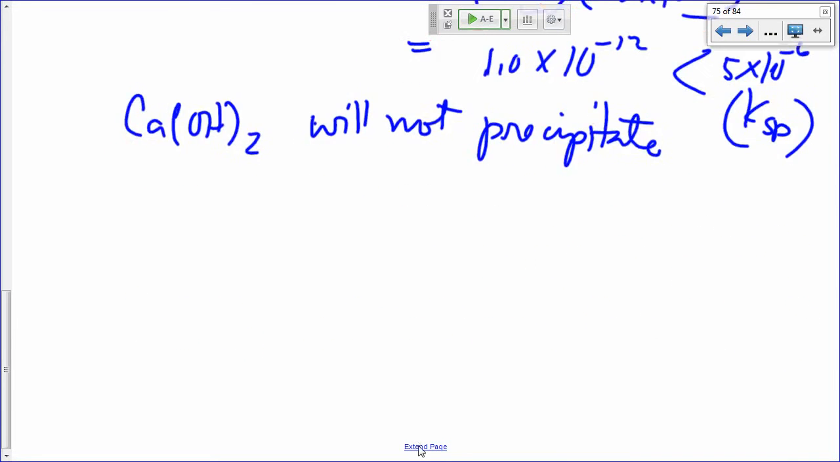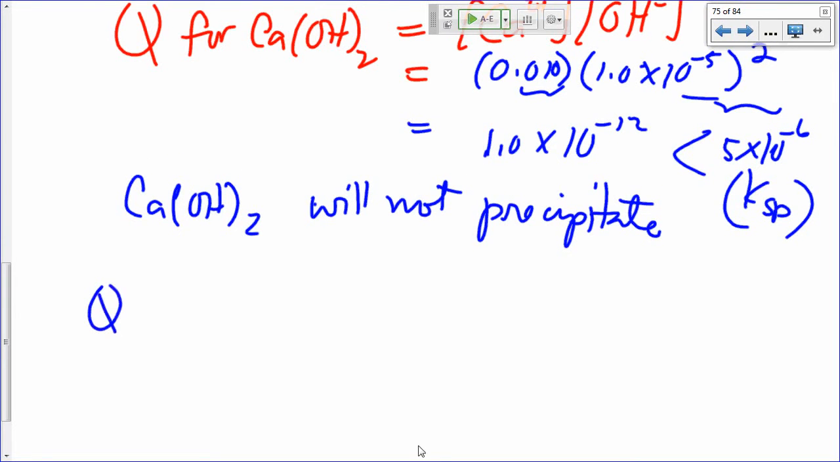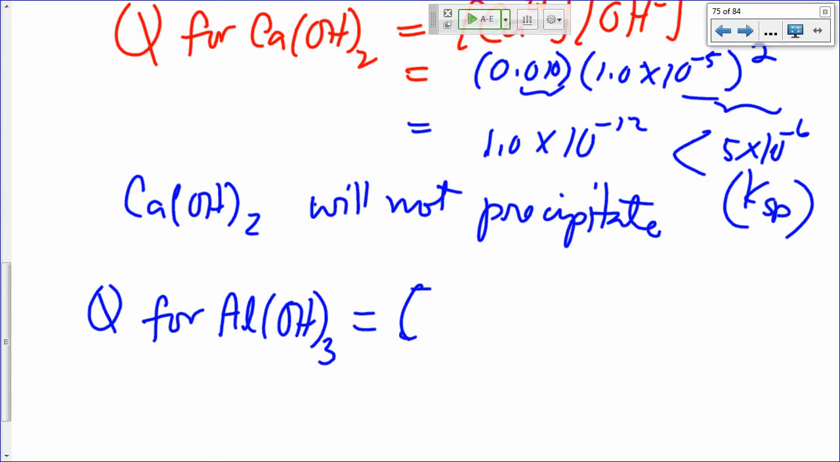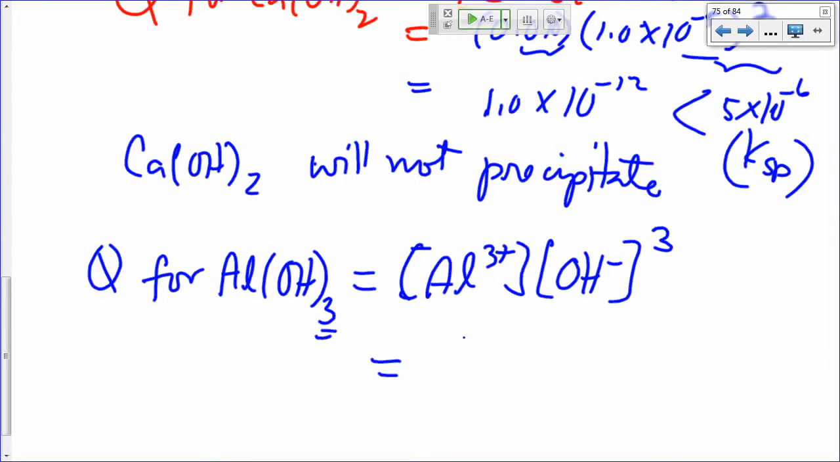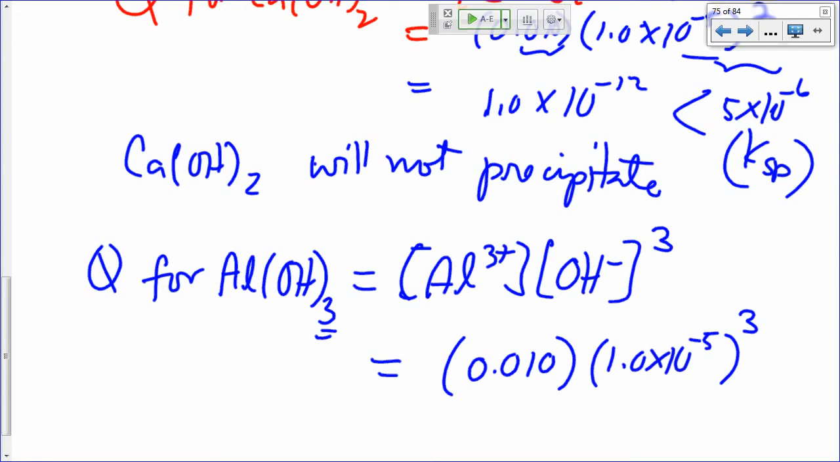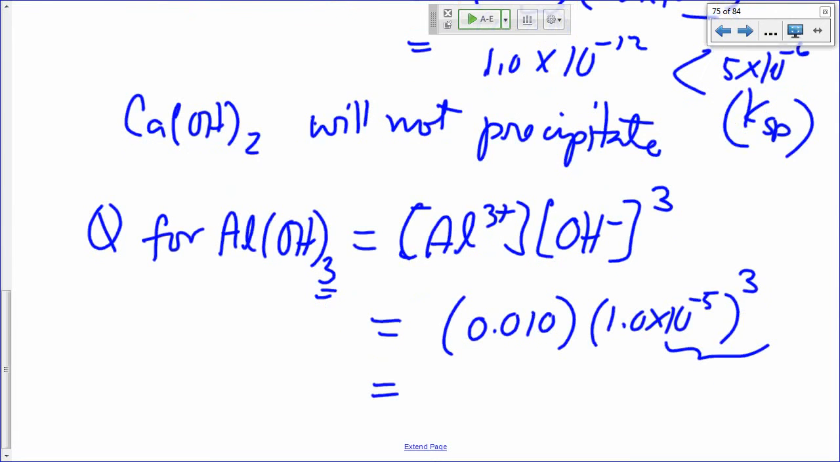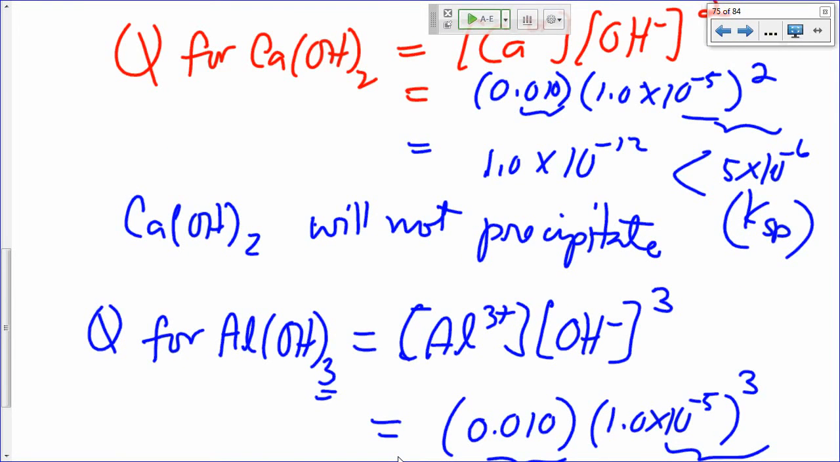You can do a similar calculation for aluminum hydroxide. And let's see if it will precipitate. So Q, the ion product for aluminum hydroxide, equals aluminum concentration times hydroxide concentration, but this time it's going to be cubed, right? Because you have 3 ions of hydroxide in your aluminum hydroxide. So again, aluminum concentration is 0.01, same as the calcium, and hydroxide is 1.0 times 10 to the negative 5, so you cube that, and what would that give you? That's 10 to the negative 15, and this is 10 to the negative 2, so that's 1.0 times 10 to the negative 17.